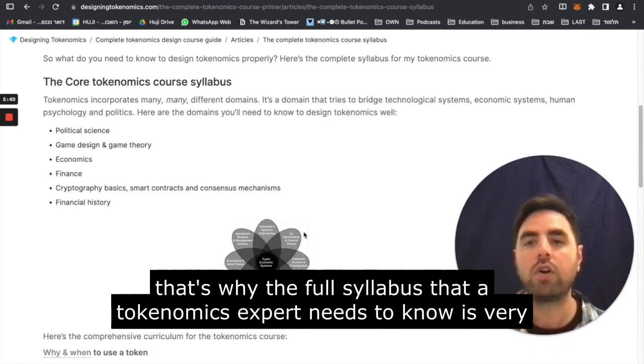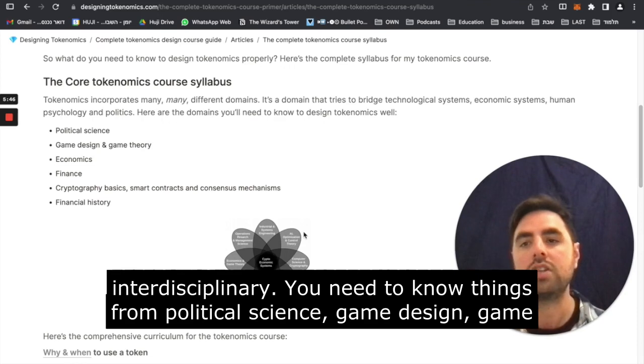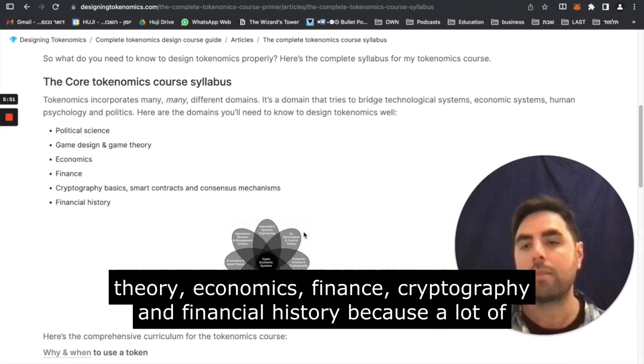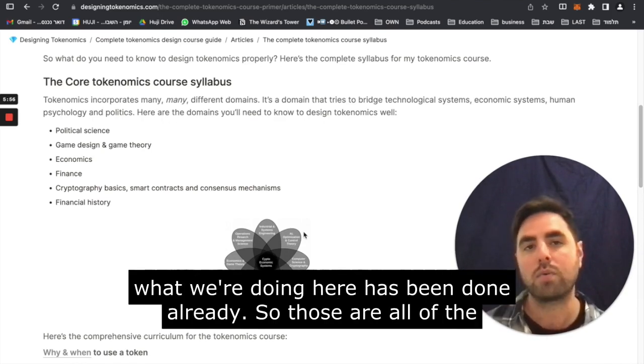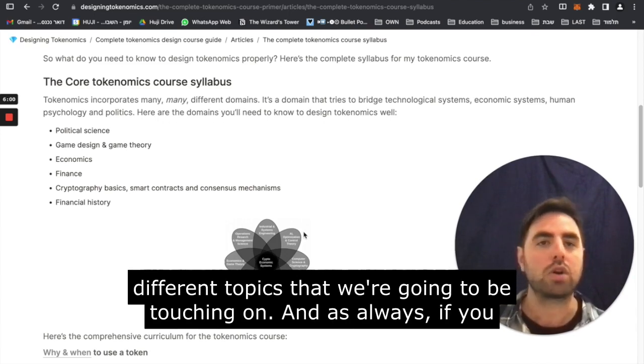So that's why the full syllabus that a tokenomics expert needs to know is very interdisciplinary. You need to know things from political science, game design, game theory, economics, finance, cryptography, and financial history, because a lot of what we're doing here has been done already. So those are all of the different topics that we're going to be touching on.